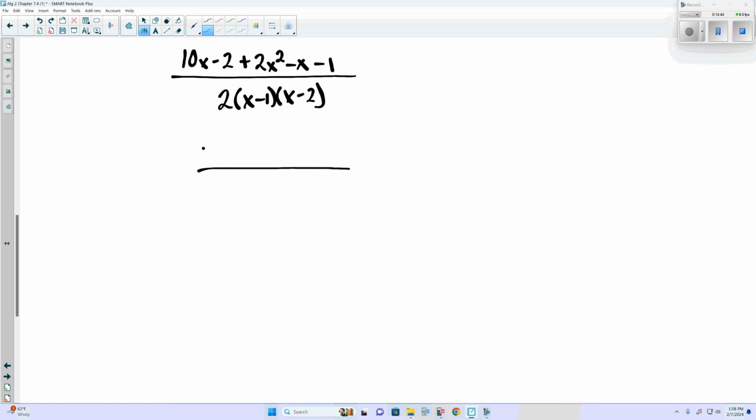Combine like terms. 2x squared does not have any like terms, so it stays 2x squared. 10x minus x would be plus 9x. Negative 2 minus 1, negative 3.